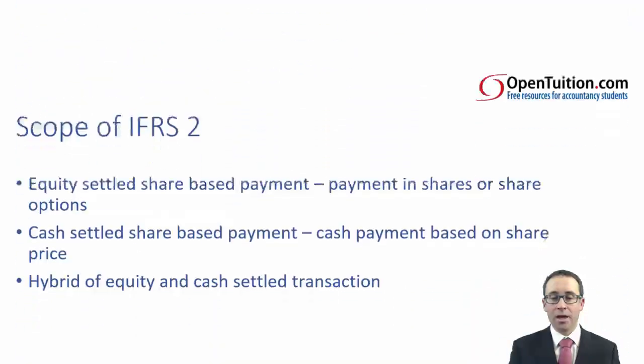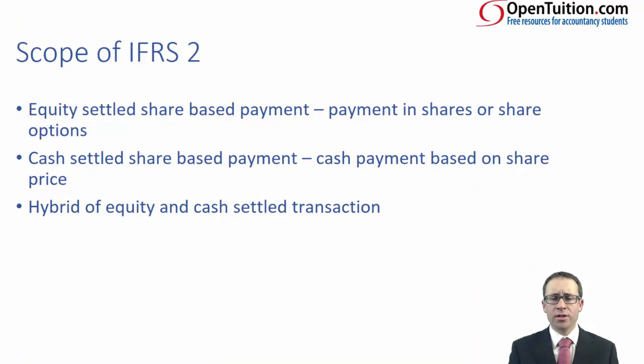In terms of the scope of IFRS 2, what does it go through and cover? If it doesn't cover any of these, then it's in a different accounting standard. Here we've got equity share-based payments, whereby there is a payment in shares or share options. If there are cash settled share-based payments, that's a cash payment based on the share price. We also have potentially a hybrid of equity and cash settled.